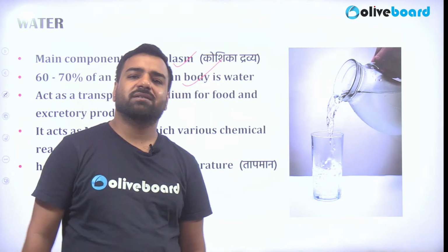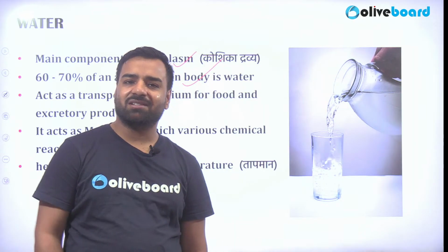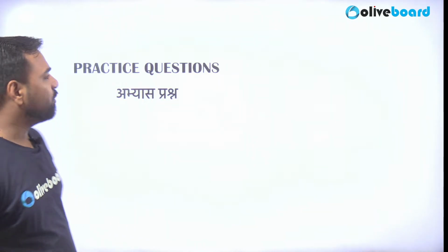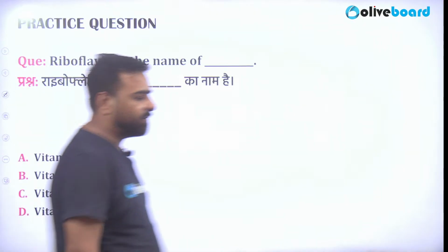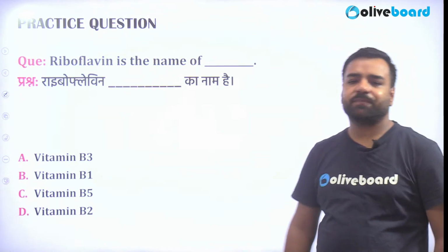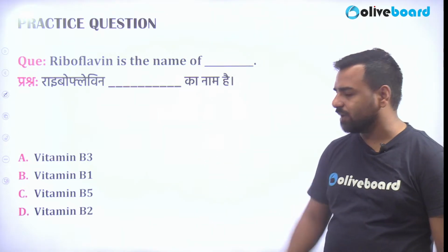Now let's check, are we ready for the examination? What kind of questions were framed in the examination previously? Let's have a look. It's time to go with the practice questions, and the first question is in front of you. Let's see who will answer. Riboflavin is the name of dash. B3, B1, B5 or B2?